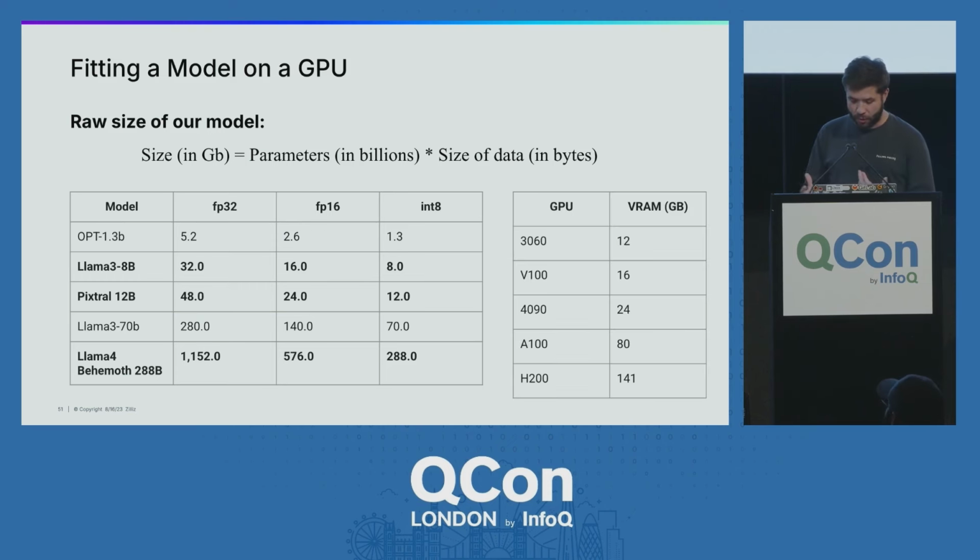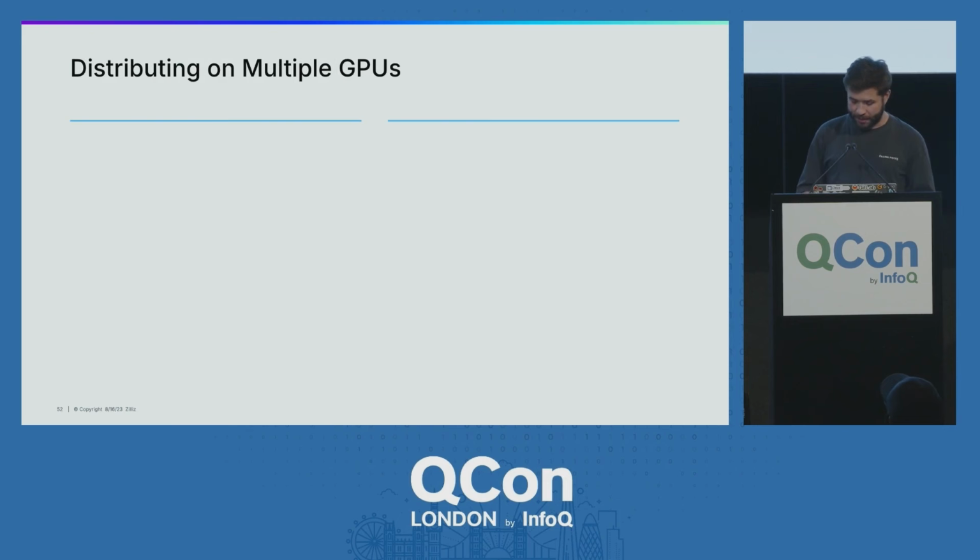Then you have different GPUs. Let's say I'm actually using an A100 for Pixtral. An A100 has 80 gigabytes of RAM, which means when I'm loading my model in FP16, I'm loading 24 gigabytes of weights, and then I have the rest that I can use to actually generate tokens. But if you want to deploy Llama 4, you're still going to need multiple GPUs, because it's so big that even really big GPUs will not be able to make it through. So how do you do that?